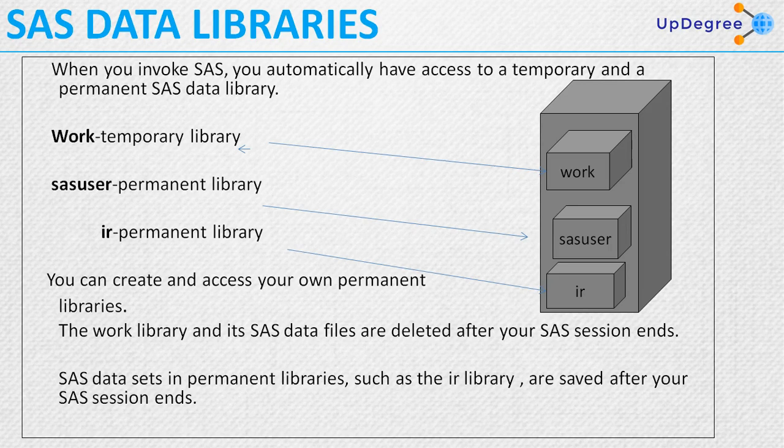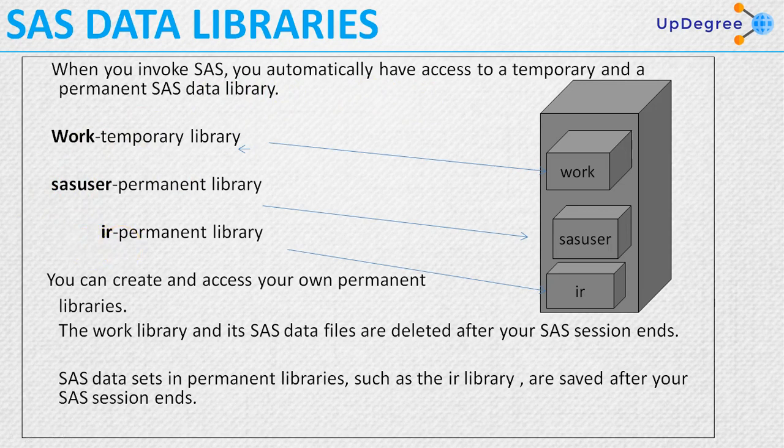Other than the work library, the rest of the libraries in the explorer window are all permanent libraries. For example, the SAS user library is a permanent library. It is an inbuilt permanent library of SAS which consists of inbuilt SAS datasets. And here I have given another example of a library, that is IR. IR is a library that we are creating.